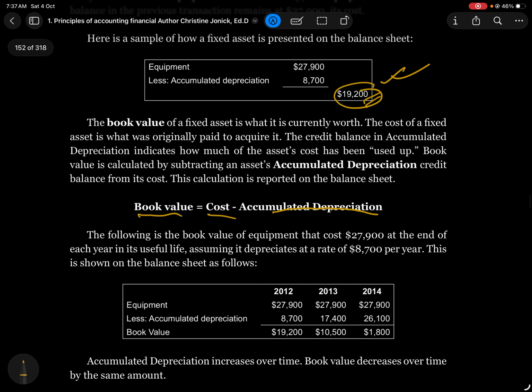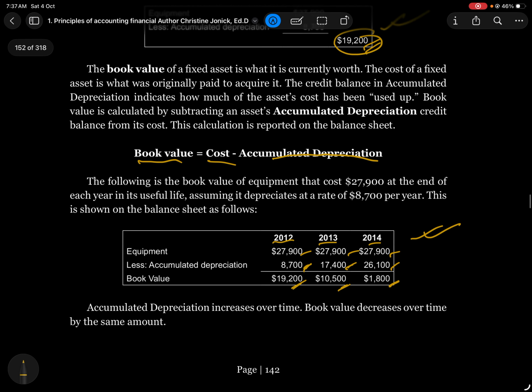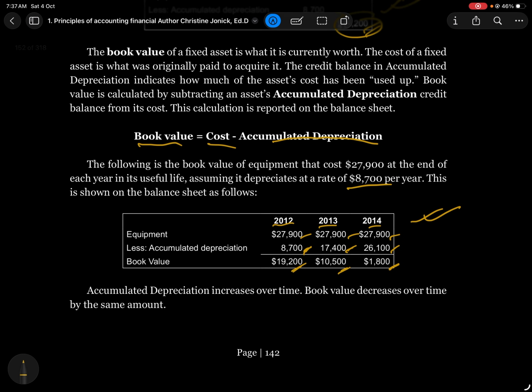right. So whenever we look at the balance sheet in different years, right? In 2012, 13, 14, equipment value would be the same, but the accumulated depreciation changes over time. Okay, so the book value would also change, right? It would decrease, decrease, decrease, right? By the depreciation amount. All right, so if we are decreasing by 8,700, it would just be decreasing at that same rate of 8,700 over time.